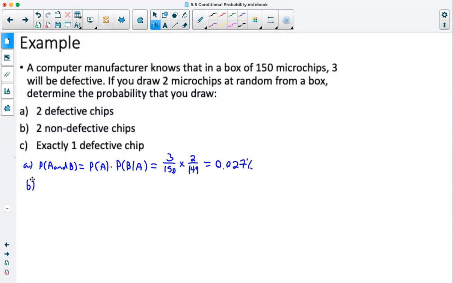For B, 2 non-defective chips would be P(A and B). So P of A times P of B given A has occurred. If we have 3 defective ones, that means we have 147 that are working. And we're pulling from 150. Now for the next one, we've already taken out one of the 147 working, so we're down to 146 working. And we're down to 149 chips total. So that gives us 95.4%.